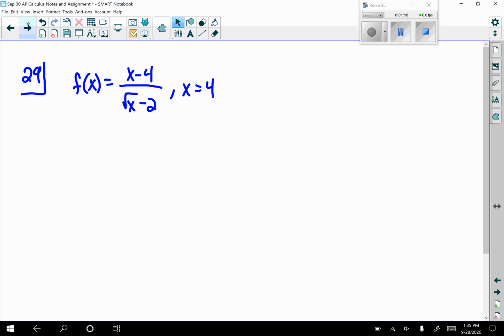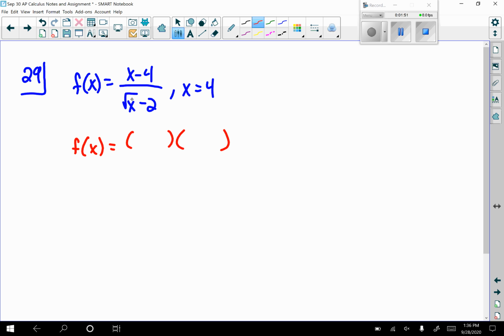All right, so I want to take a look at 29. Here it says give a formula for the extended function that is continuous at the indicated point. So we know if x were to equal 4, we would get a 0 in our denominator here. It's not common to see problems like this, but we could still simplify this by factoring. Even though the numerator isn't your typical difference of squares, it can factor.